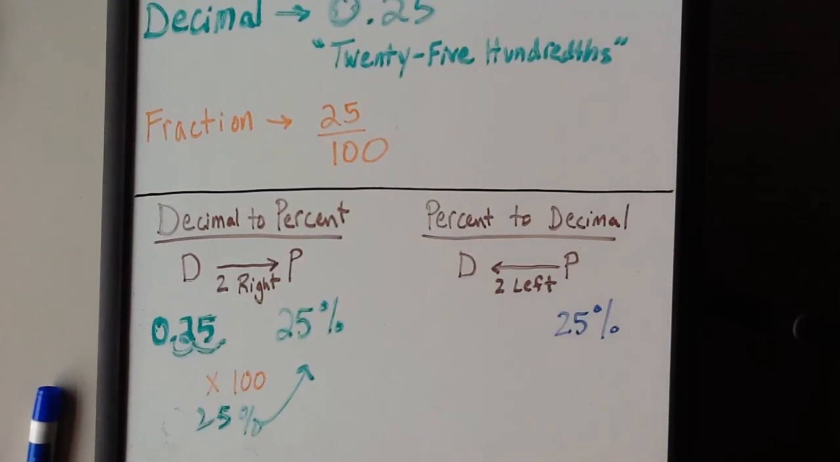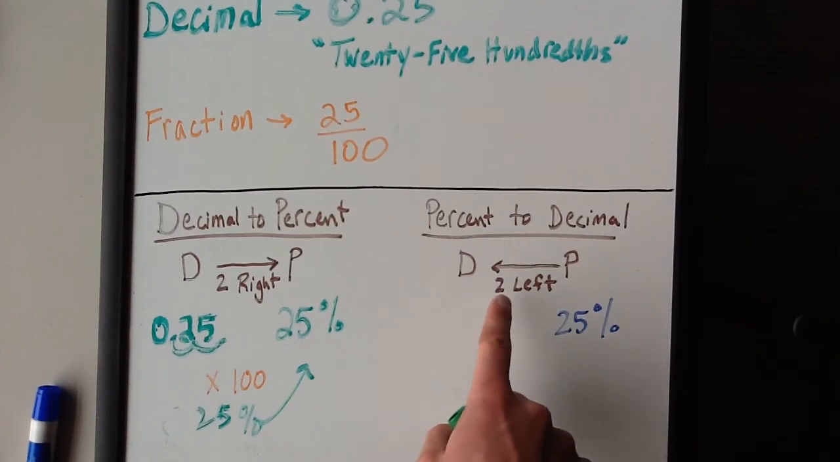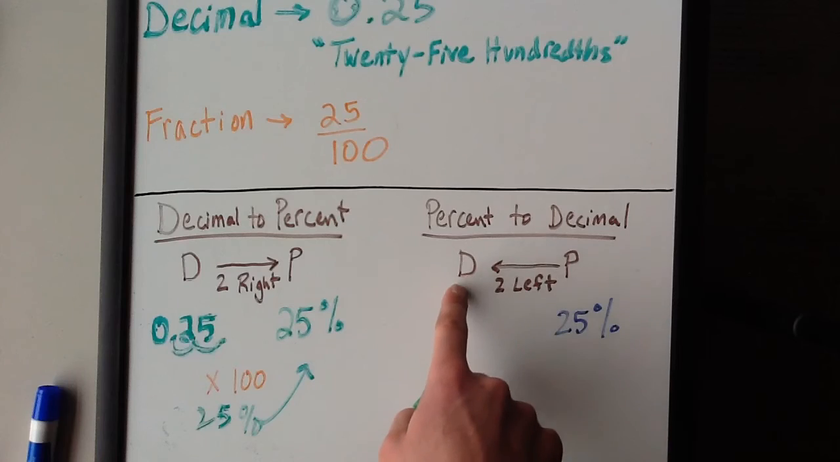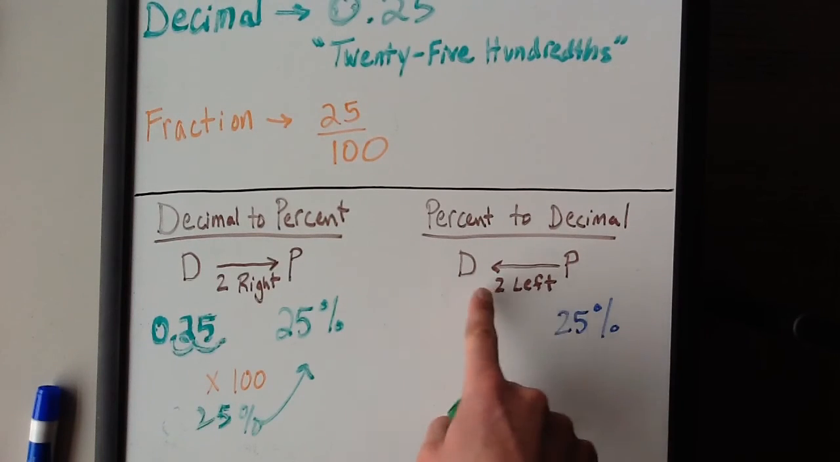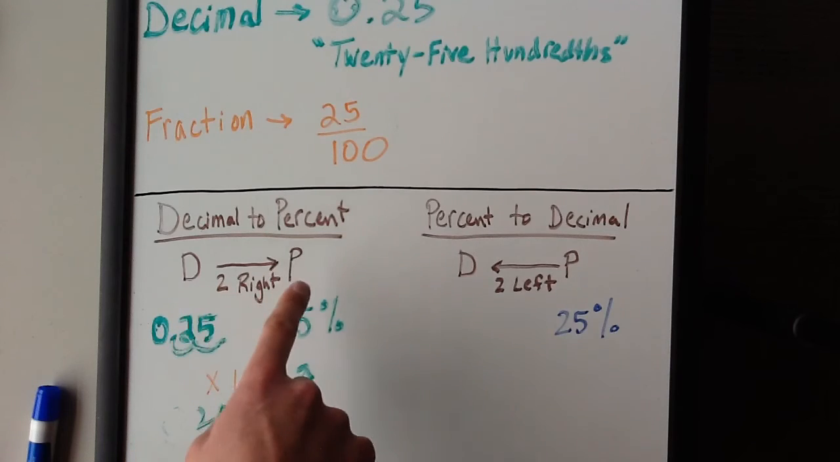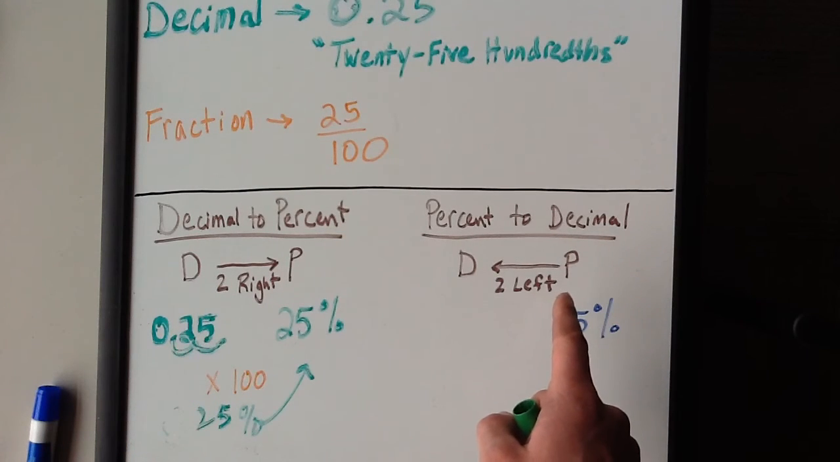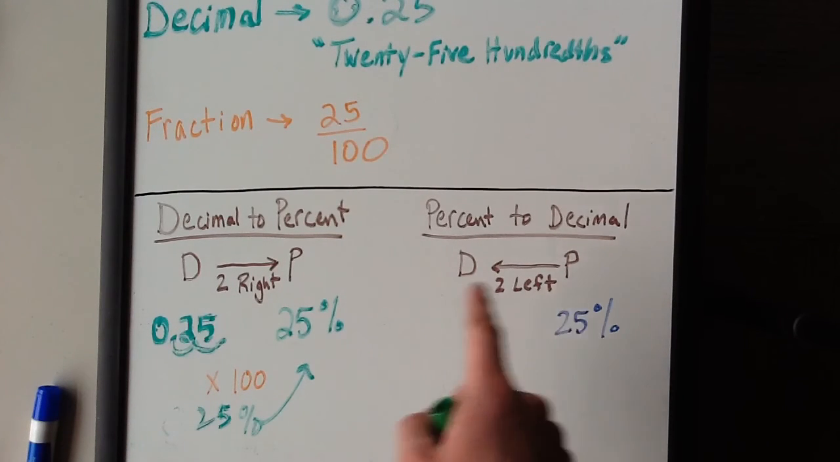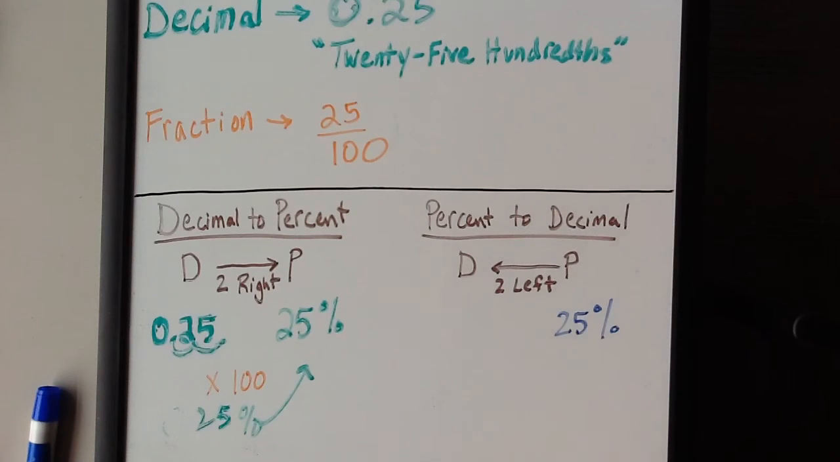Now to go the other way, a percent to a decimal, I still write D and P, like alphabetical order, D comes before P in the alphabet. And so to go from the percent to the decimal, I'm going to go 2 places to the left. Decimal to percent was 2 places to the right. Percent to decimal is backwards. From the percent to the decimal is 2 places left. So here I have the percent 25%. I'm going to move the decimal.